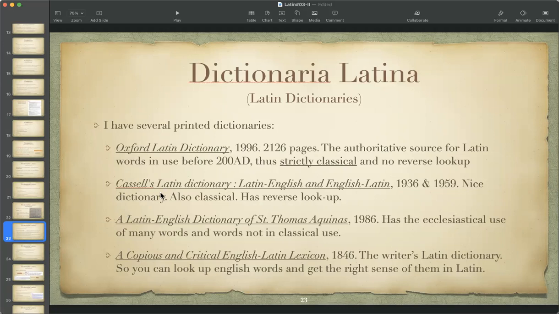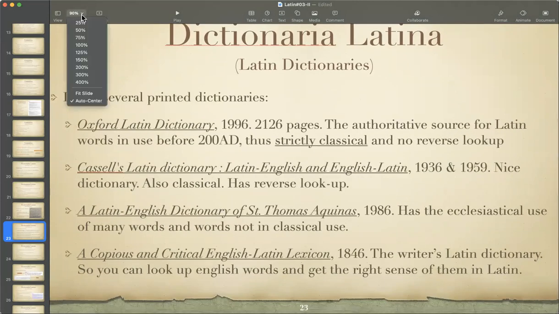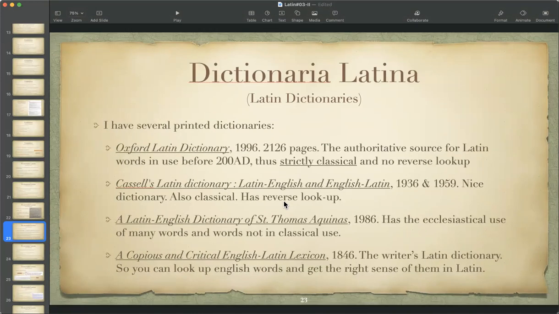A very popular one is Cassell's Latin Dictionary. It has Latin-English and English-Latin. I actually have a 1936 edition and a 1959 edition. It's a very nice dictionary. It's also classical, so there are words that we use that will not be in it. And it has something called reverse lookup, where I want to know the Latin word for the English word. See, up here in the Oxford Dictionary, it's just Latin and then English definitions, so there's no good way to back search.